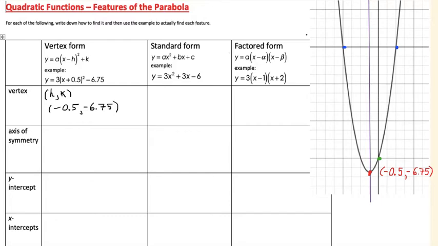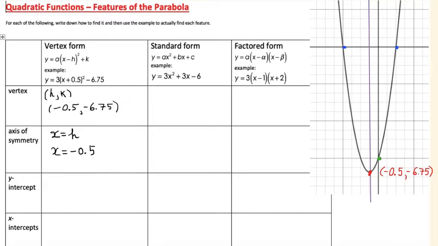The axis of symmetry. Remember, the axis of symmetry is the one that splits the parabola into two symmetrical parts. And so that's actually this value right here, right? It's a vertical line with x is equal to h. So go ahead and add that on. And so our equation here is going to be x is equal to negative 0.5. I hope that makes sense. It's the x value of the vertex. The vertex always lies right in the middle.